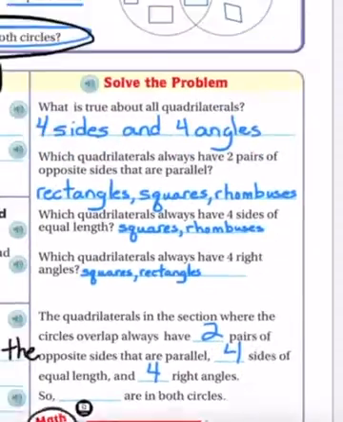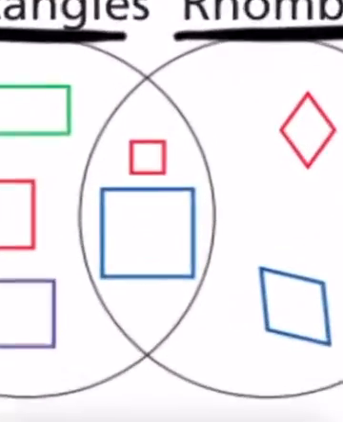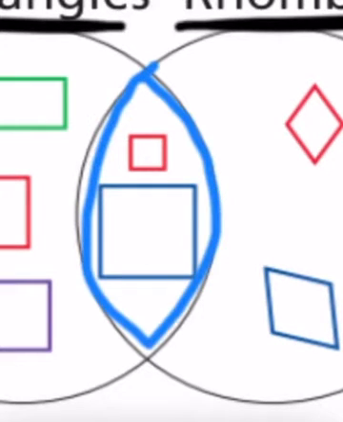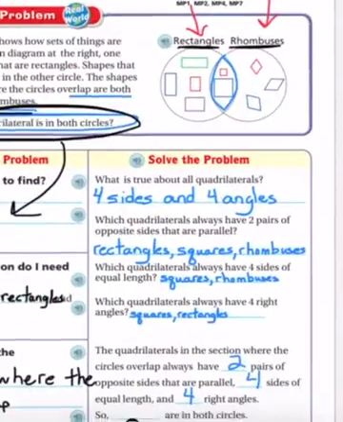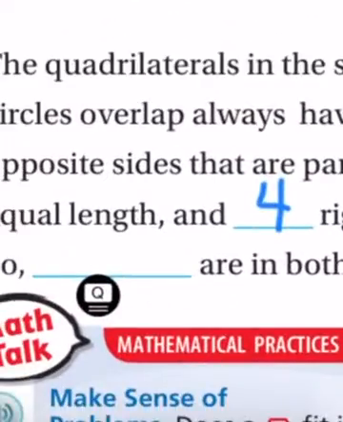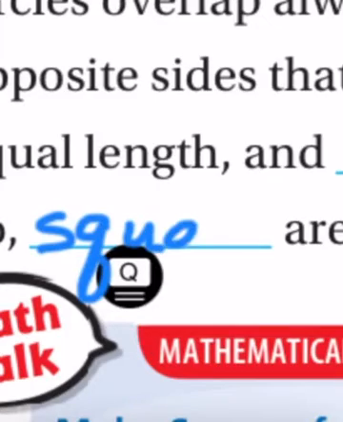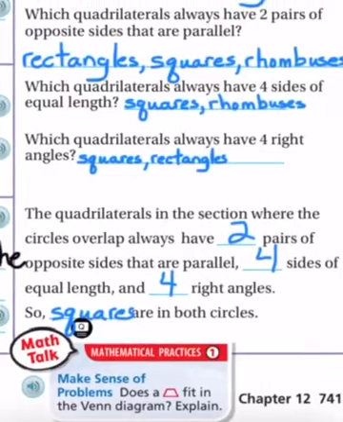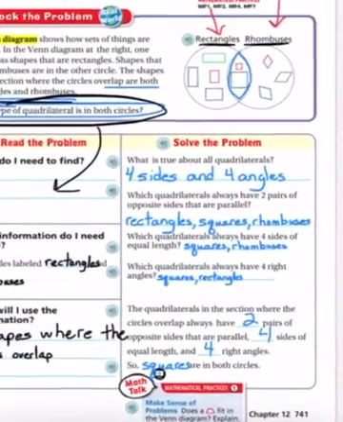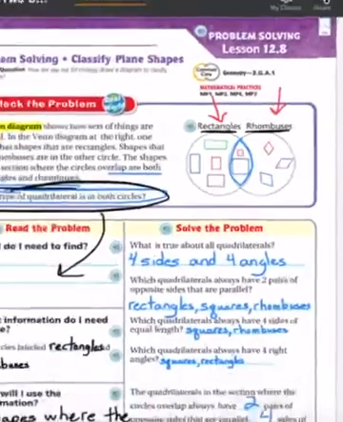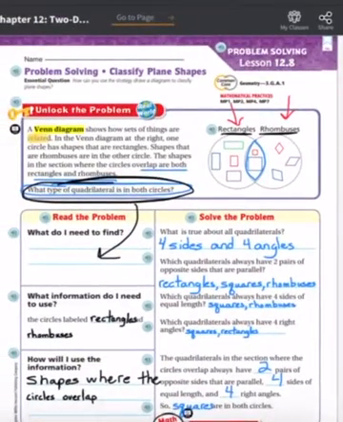So what are the only shapes that are in the middle? Those are both squares. So down at the very bottom, squares are in both. They are in both circles. Okay. So squares are rectangles, squares are also rhombuses. Squares are kind of everything when it comes to quadrilaterals. All right, let's go to the next page.